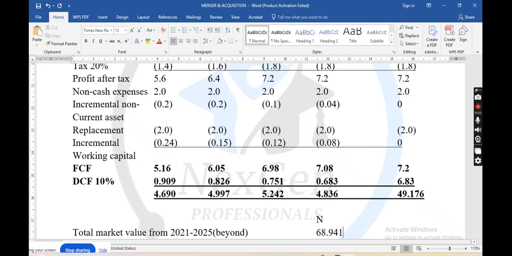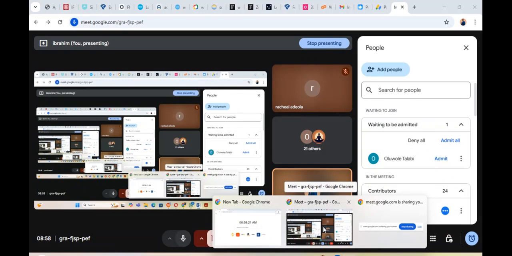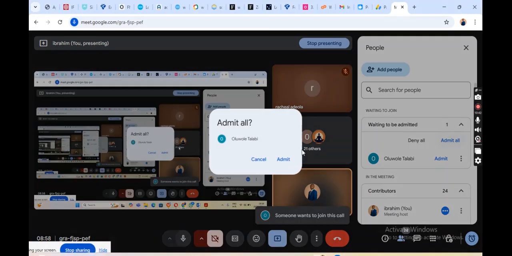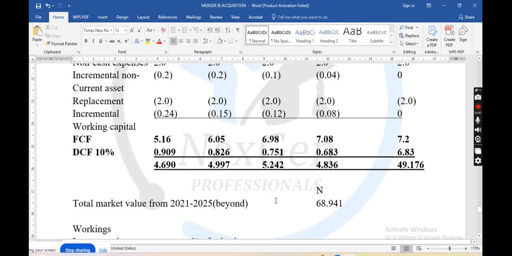68.941. Who checked this question yesterday, the suggested solution? Did you read the examiner comments? Do you have anyone that checked the suggested solution? None? Okay. So you can check the examiner comments. Okay, I will check it. We'll read it together.